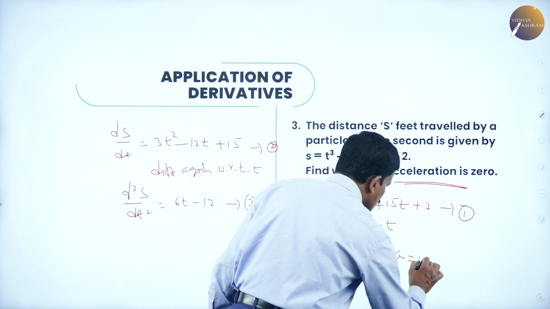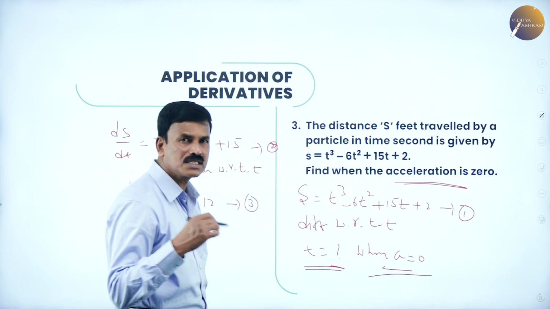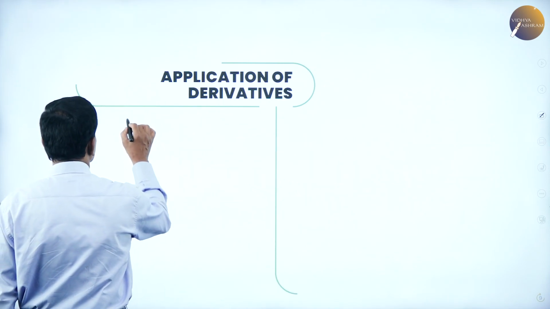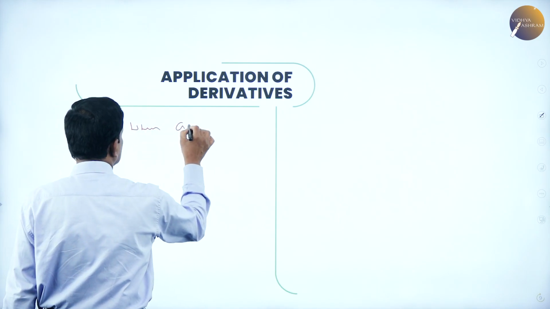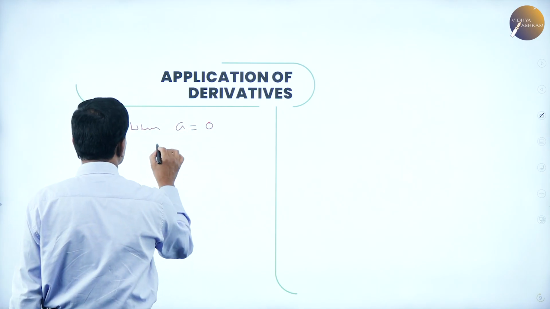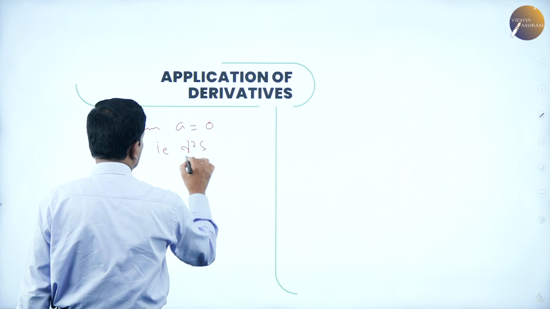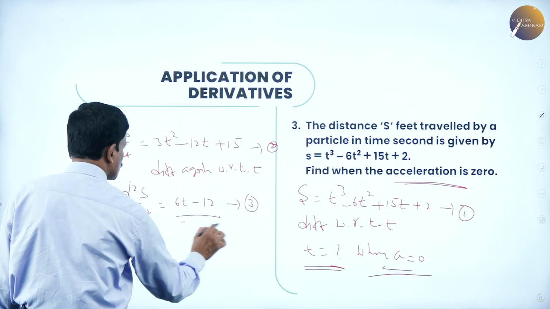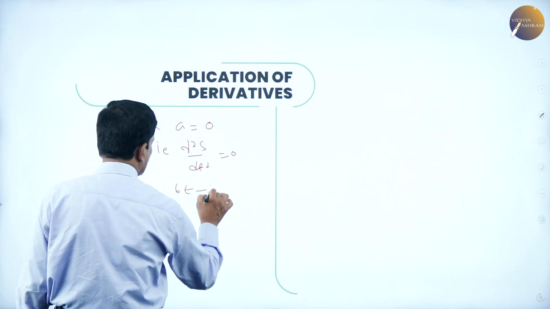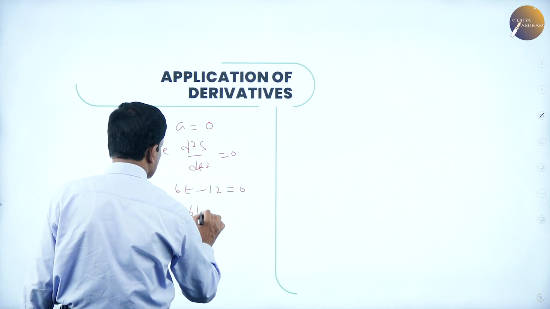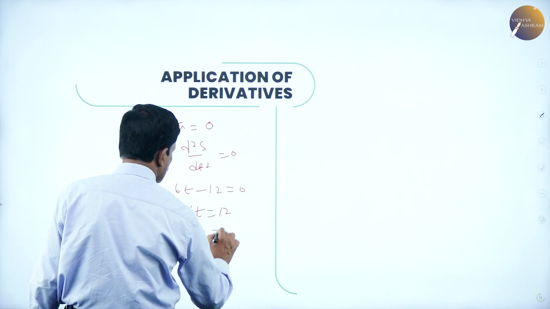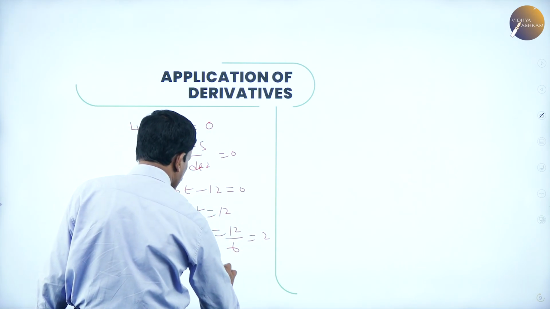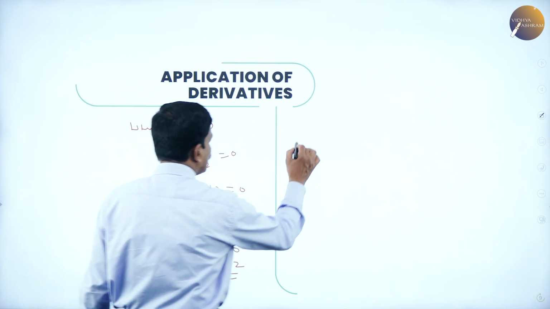When acceleration is equal to 0, what is required to find is the time t. Here, when acceleration is equal to 0, that is d square s by dt square is equal to 0. That means this equation 6t minus 12 is equal to 0, 6t is equal to 12, t is equal to 12 by 6, that's equal to 2. So, therefore, t is equal to 2.